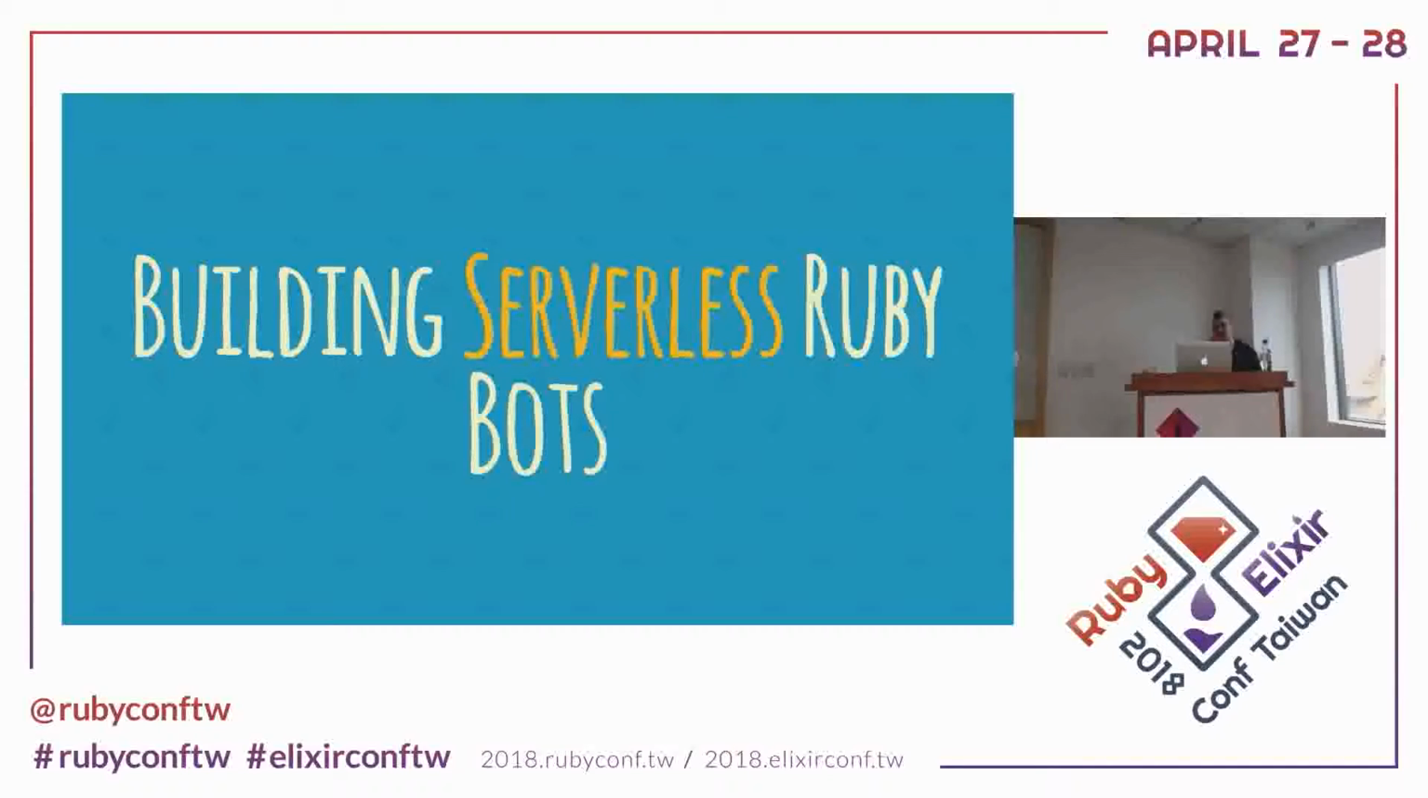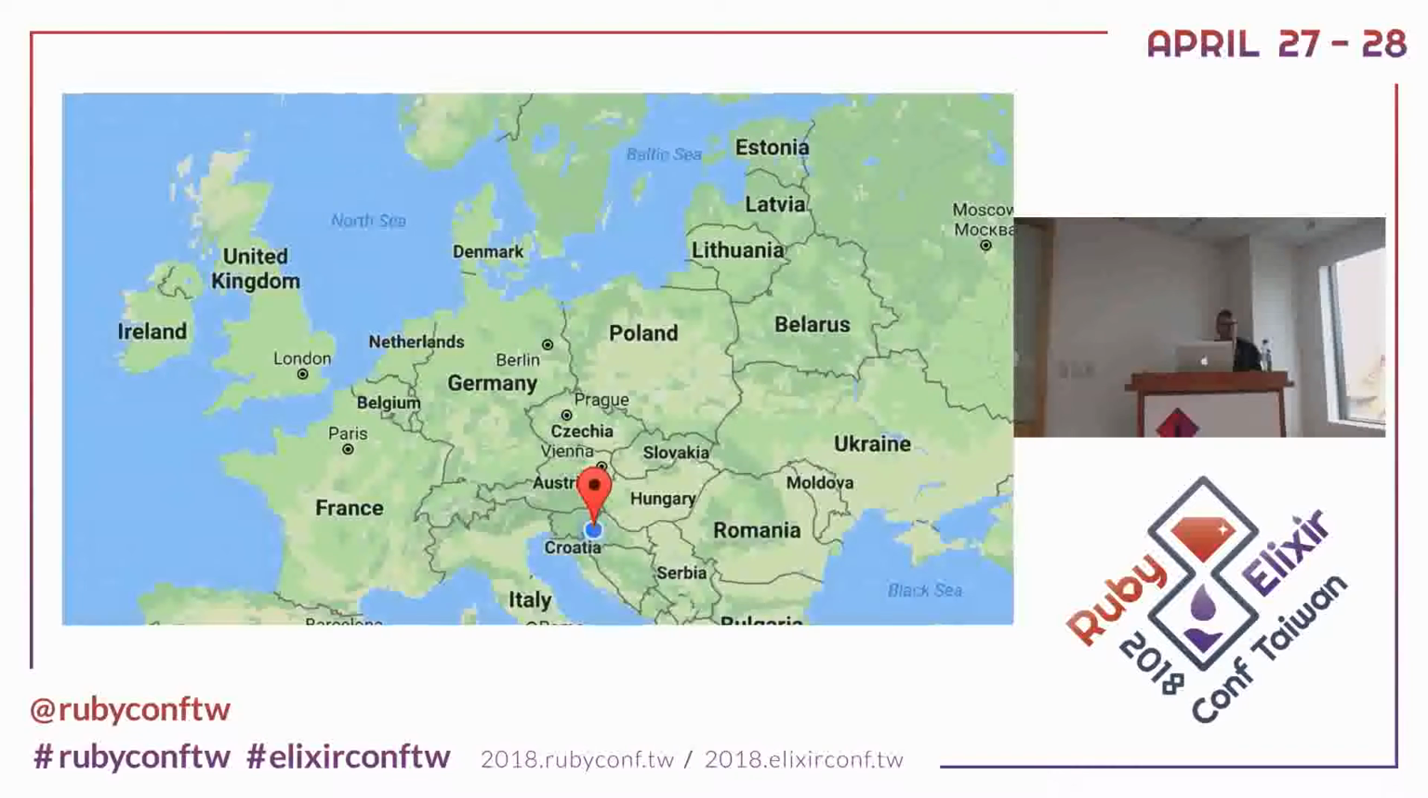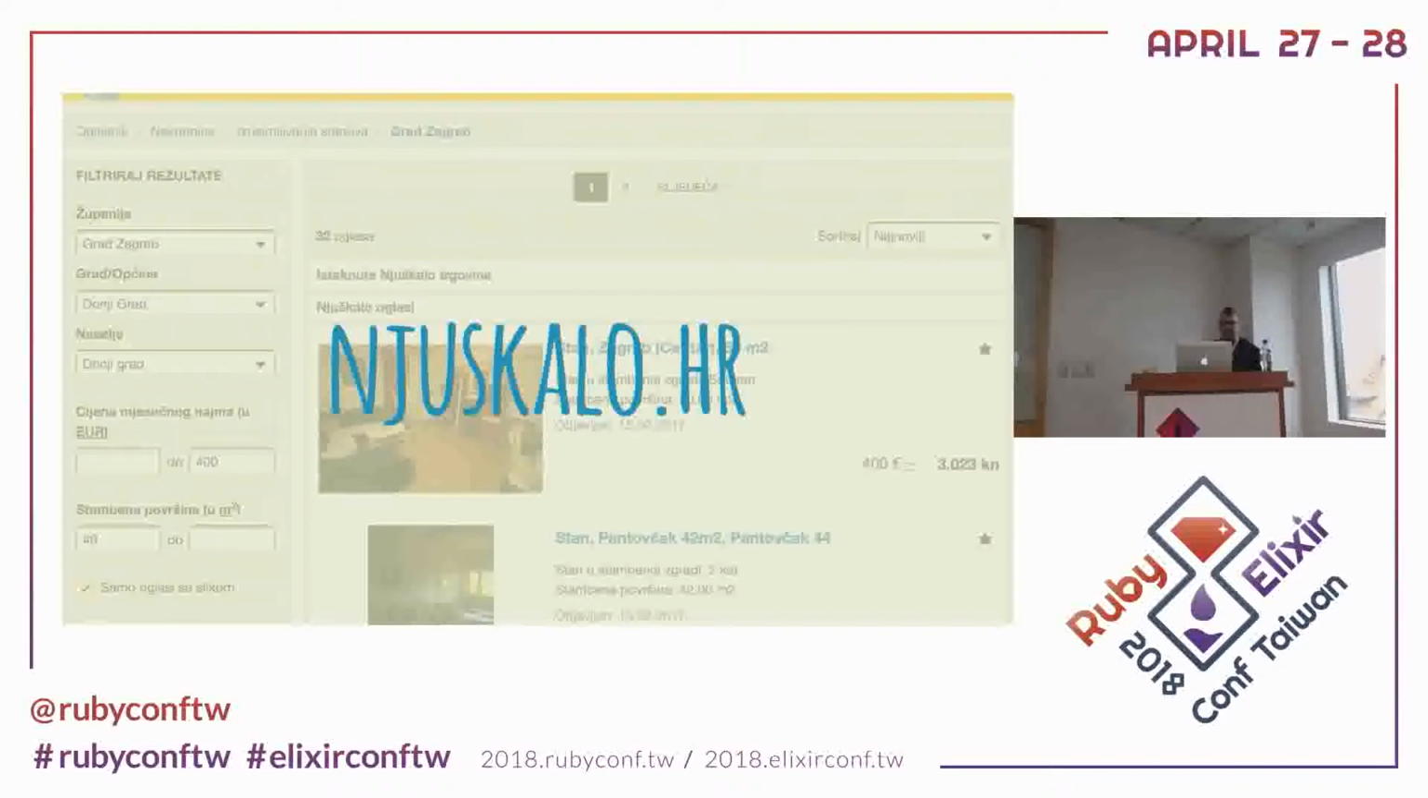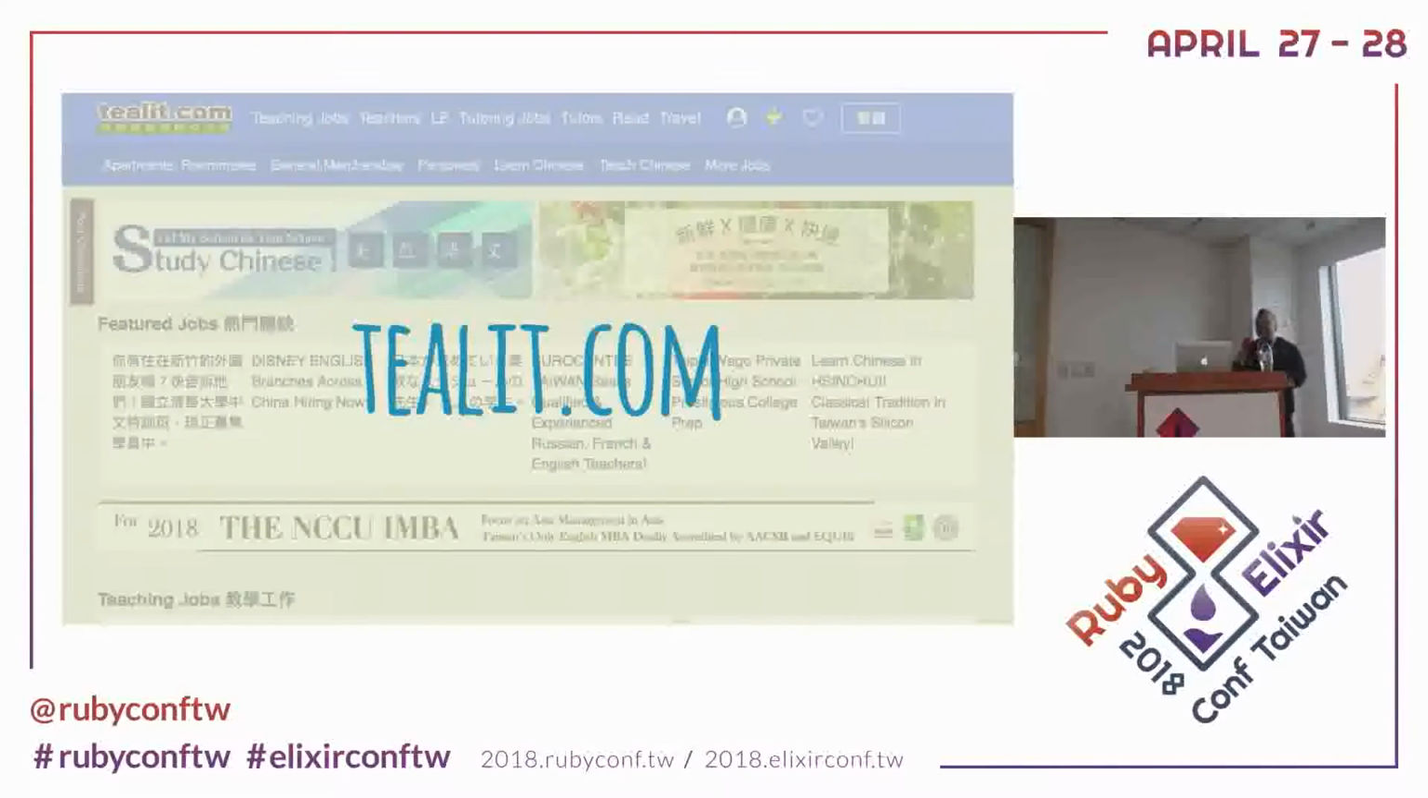Thank you. Today I'm going to talk about building serverless Ruby bots. So basically, a year ago I was looking for an apartment to rent in the center of Zagreb. For those who don't know, Zagreb is the capital city of Croatia, which is situated in Central Europe. So basically, if you want to rent apartments in Croatia, you check out listings on an online classifieds platform called Njuskala. It's basically the same as Steal It that you have here or as Craigslist in the US.